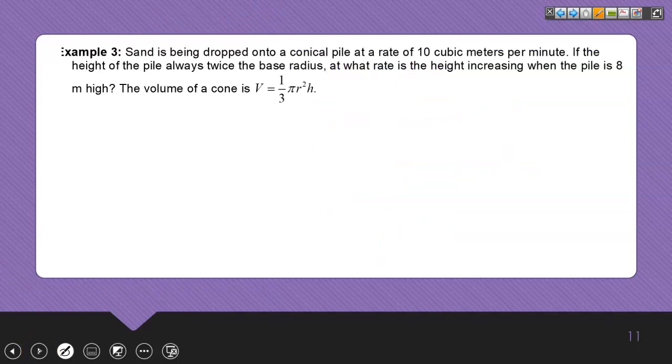The famous conical sand problems. Sand is being dropped onto a conical pile at a rate of 10 cubic meters per minute. So you need to know, first, it gave you the word conical. Second, it gave you a rate. That rate is in cubic meters. Therefore, that rate represents dV dt.